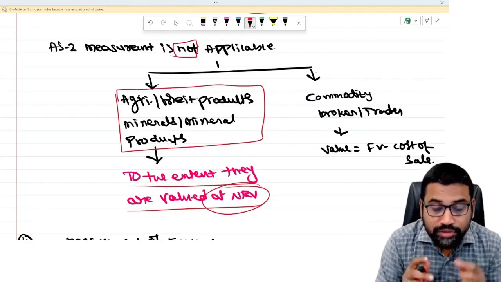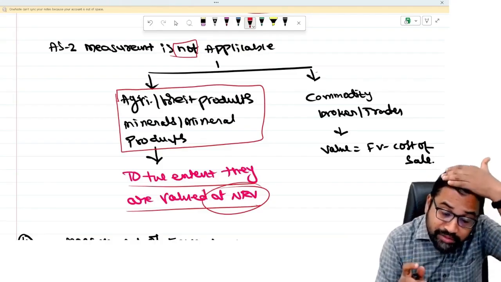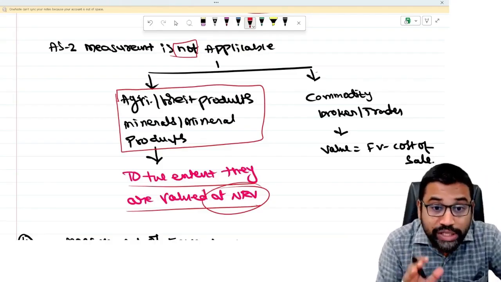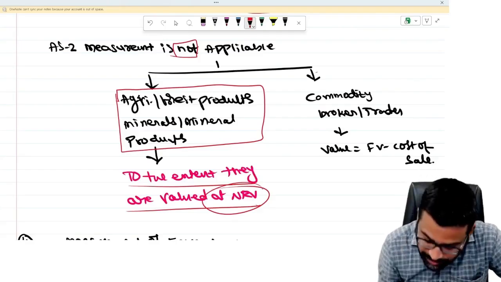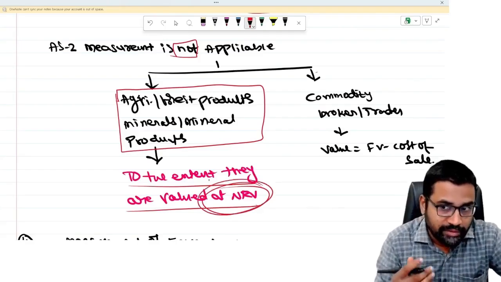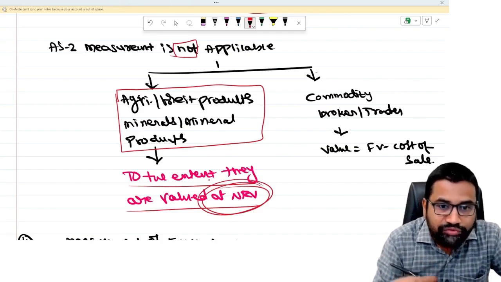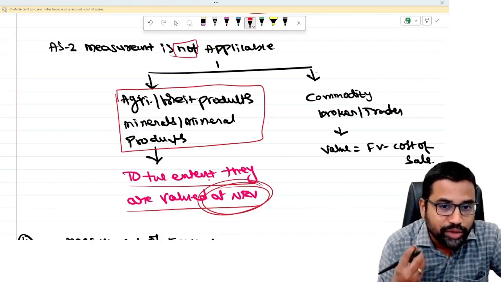Remember, Ind AS 2 is not applicable to the extent they are valued at net realizable value. Sir, net realizable value means: if I could sell them in the market right now, how much price am I going to get.